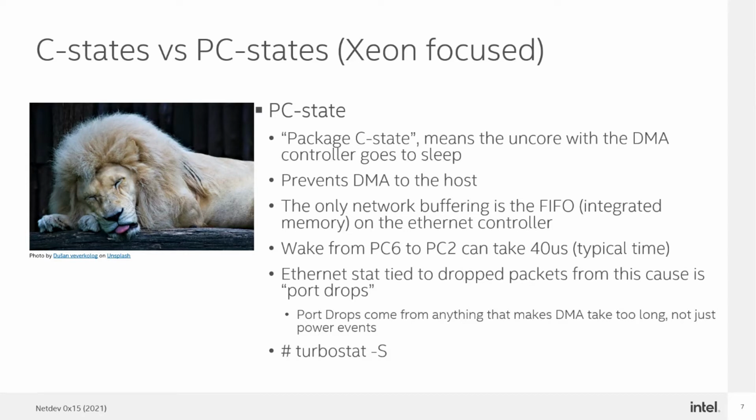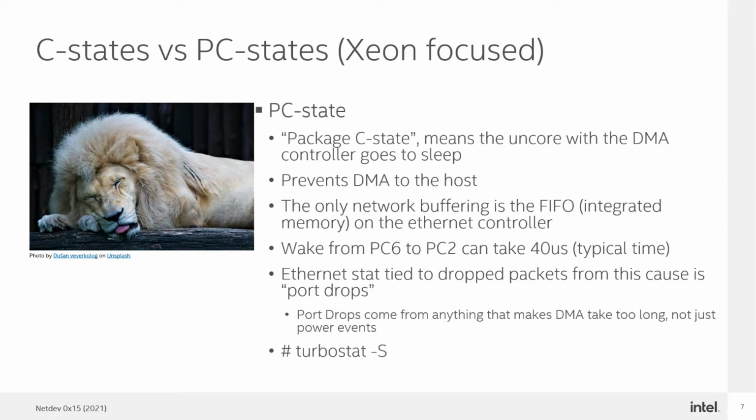The other piece of bad news is that the wake from PC6 to PC2, where DMAs can start again, is typically 40 microseconds, and it varies from processor to processor. New processors are different than old processors, but a typical time is about 40 microseconds, and that's a lot of buffering at 100 gigabit.